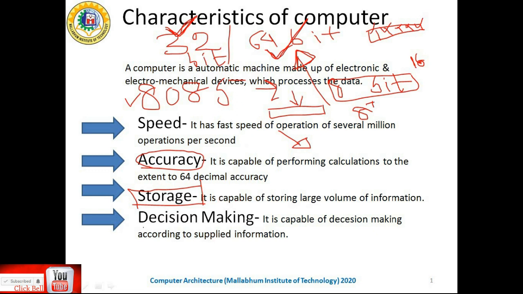Now the decision making. It is capable of decision making according to the supplied information. That means, what information we want to get and what information we have to supply. This is the computer; here is the information we have supplied and here is the information we want to get, and the computer makes some amount of decision. According to that we are getting the result. So that is point number 4, decision making.